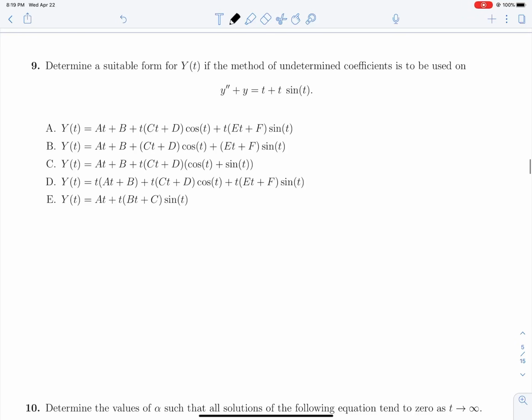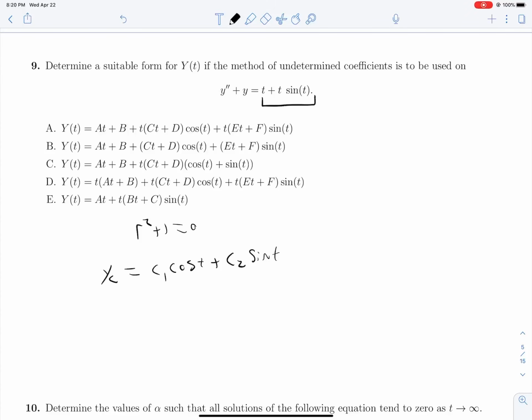9. Let's find a suitable form for y of t using undetermined coefficients. Let's solve our characteristic equation. I say that wrong every single time. r squared plus 1 is equal to 0. So this has roots of plus or minus i, so y_c will be c1 cosine t plus c2 sine t.